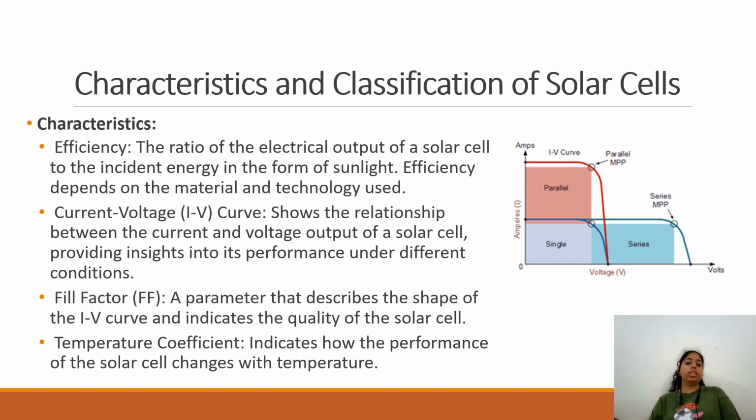The current voltage IV curve shows the relationship between the current and the voltage output of a solar cell, providing insights into its performance under the different conditions. The IV curve shows the performance of the solar cell under the different conditions we place the solar cell under.